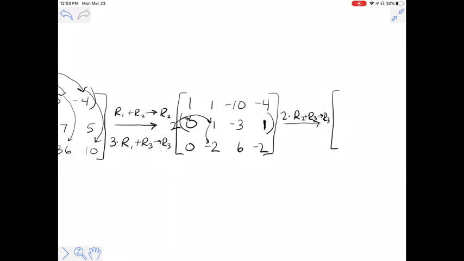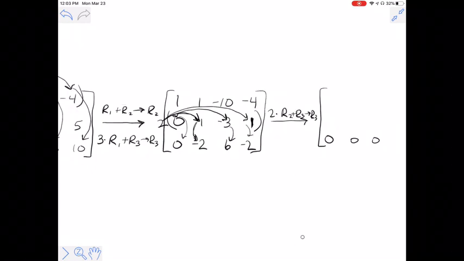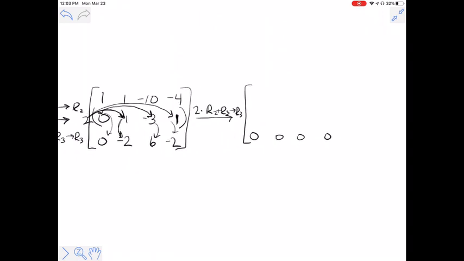So 2 times 0 is 0, and then 0 plus 0 is 0. And then 2 times 1 is 2, and then 2 plus -2 is 0. 2 times this -3 is -6, and then -6 plus 6 is 0. And then 2 times 1 is 2, and then 2 plus -2 is 0.